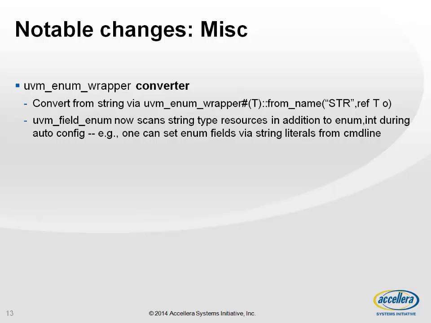And there's one semantic change here. The UVM field enums, they now scan string types in addition. In the past, they just scanned the enums and ints, and you now get strings in addition. So you can set enums from the command line as enums, as literals, not as numbers.